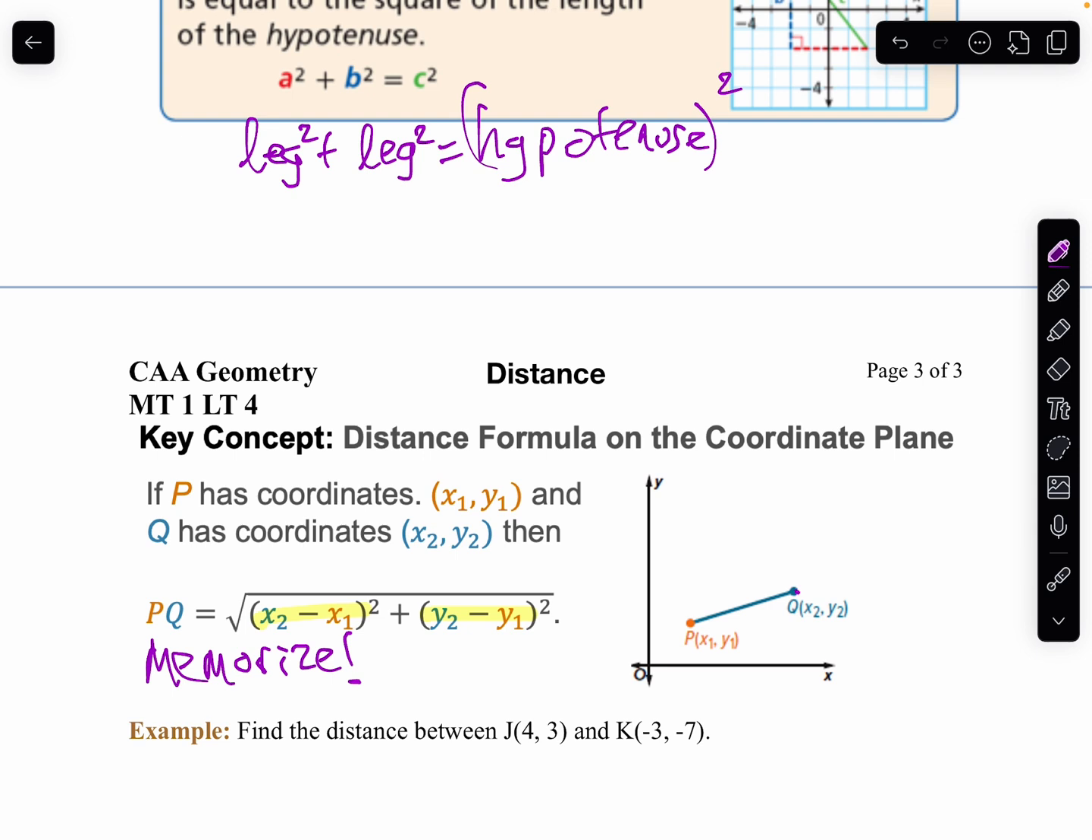So, if I draw my right triangle, to find my horizontal distance, I'll subtract my x's. To find my vertical distance, I'll subtract my y's. And then I'm going to subtract my x's squared, subtract my y's squared. I'll add them together, and I'll take the square root.